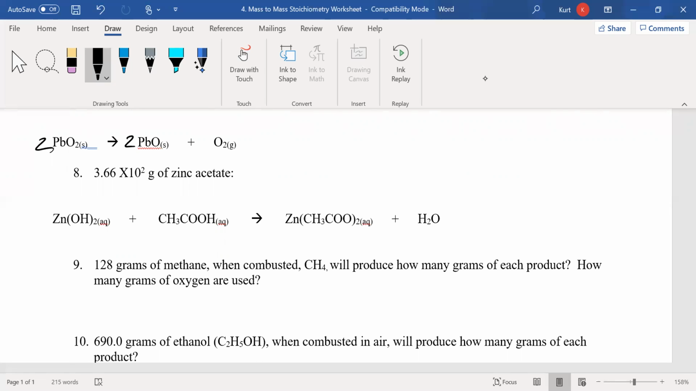On the product side, I see 1 zinc. I see 2, 4, 5 oxygens. Hydrogens, I see 6. And carbons, I see 2. All right, let me check those numbers here. Hydrogen, 6, there's actually 8 hydrogens. And oxygens, there's 2, 4, 5. Okay.